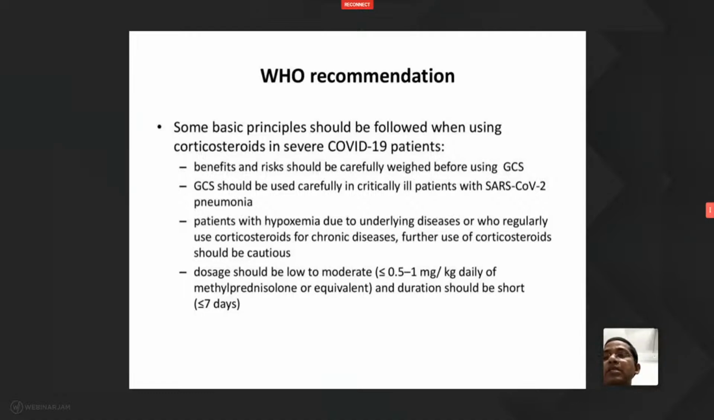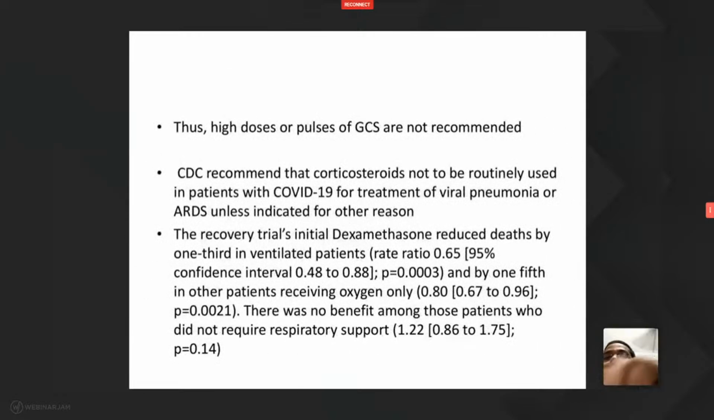They have mentioned the dose. Regarding the dose, a low to moderate dose can be used, that is 0.5 to 1 milligram per kg daily of methylprednisolone or equivalent, and the duration should be short, less than or equal to 7 days. So high dose or pulse glucocorticoid is not recommended, but there are a few observational studies. People have shown that pulse methylprednisolone has some mortality benefit also. Though it is not a randomized control trial, it is an observational study, and the study number is also very small.